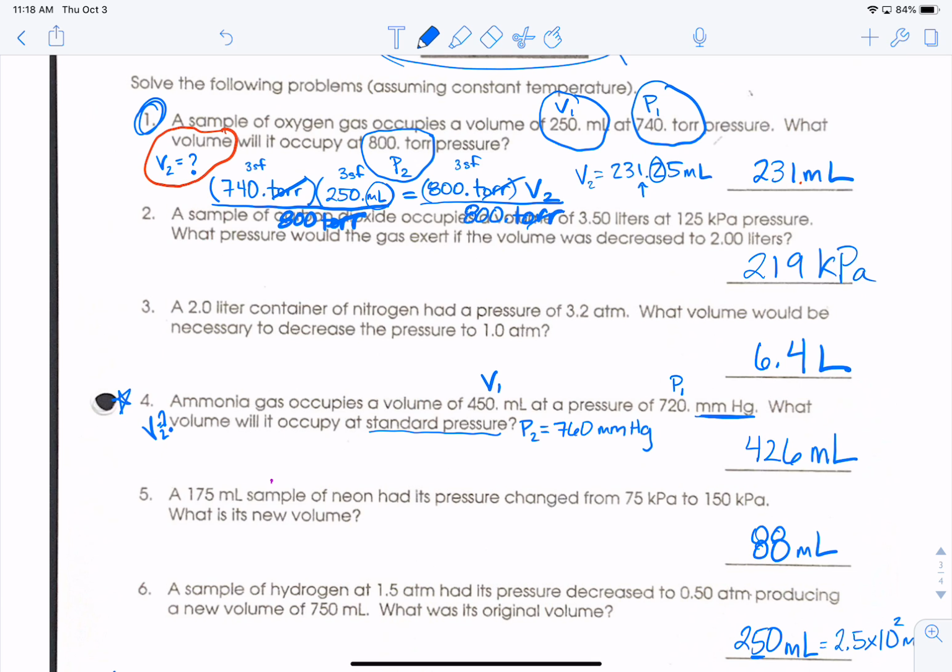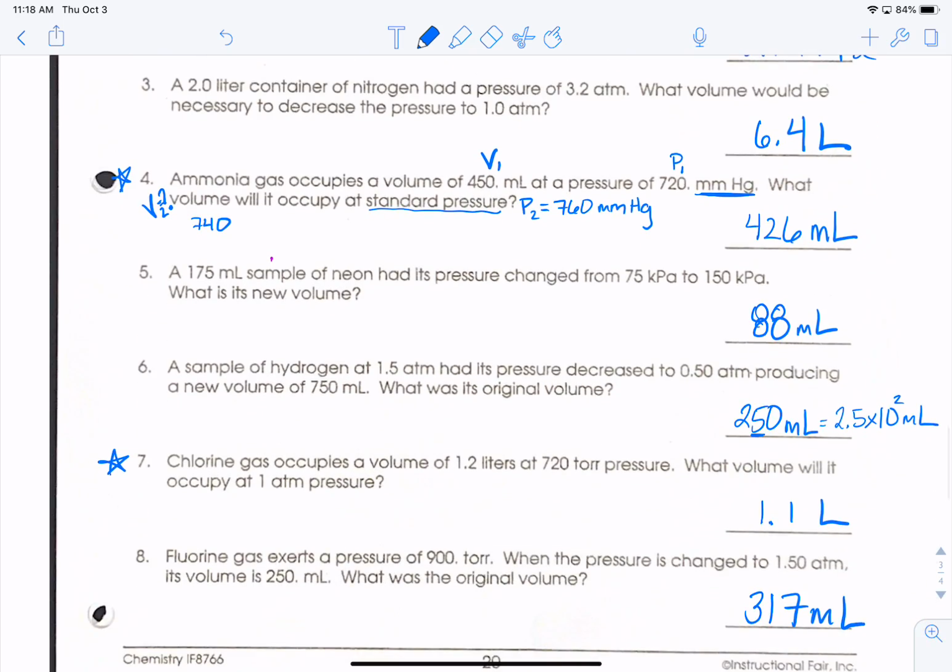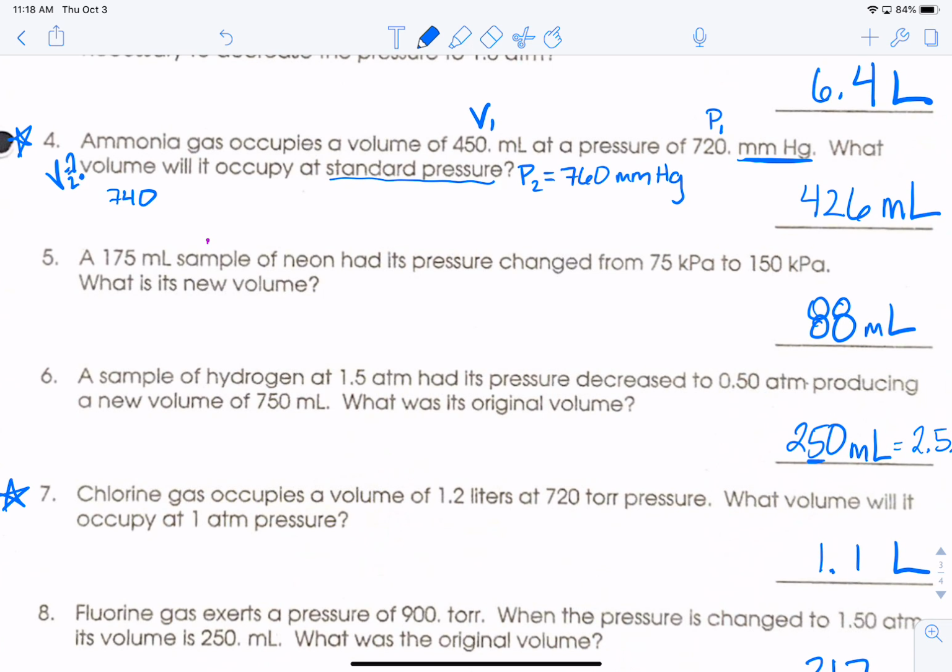All right, so P1, we've got 720 millimeters mercury. That's multiplied by the volume 1, which is 450 with a little decimal there, milliliters. That's important for our sig figs. And then V2 is what we're looking for. We don't know what that is. Our P2 is 760 millimeters mercury.